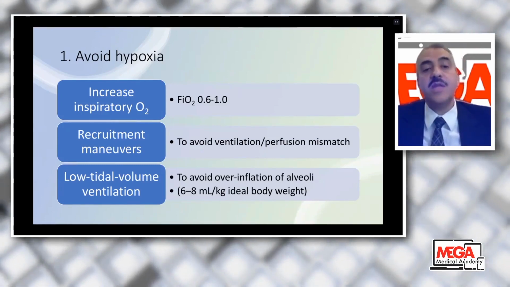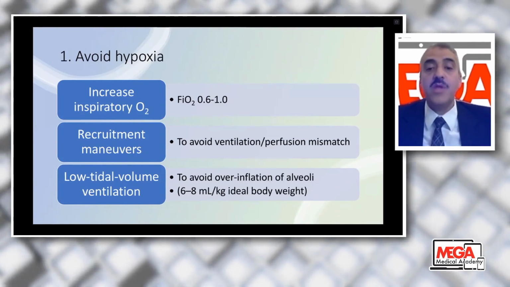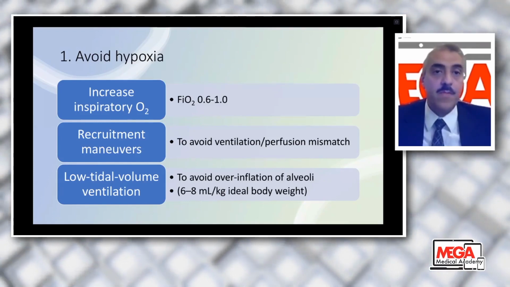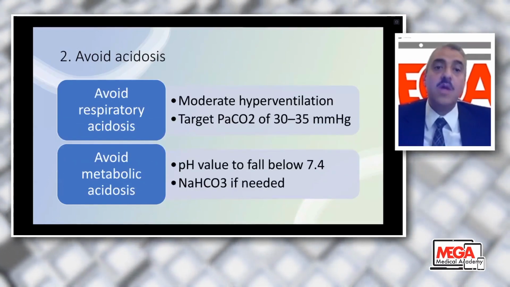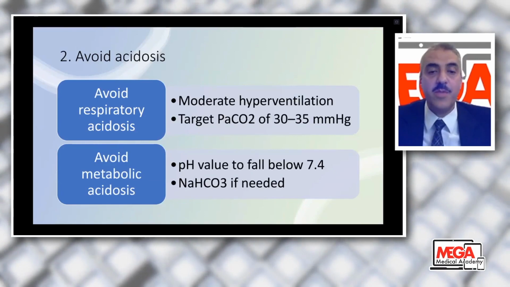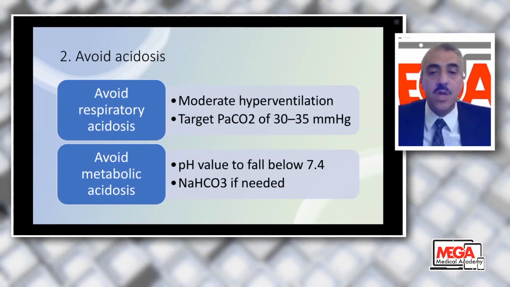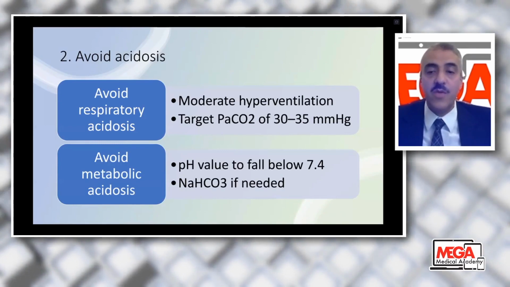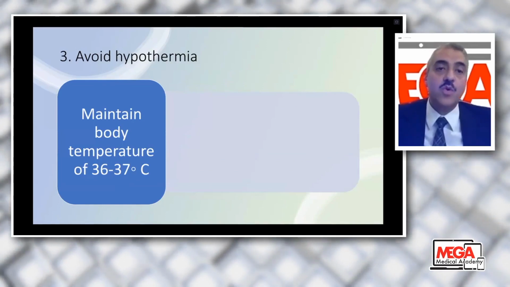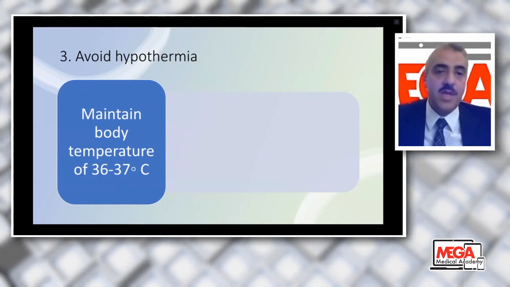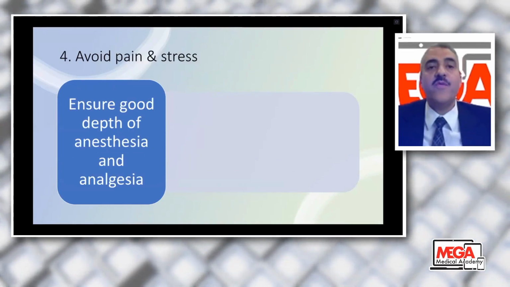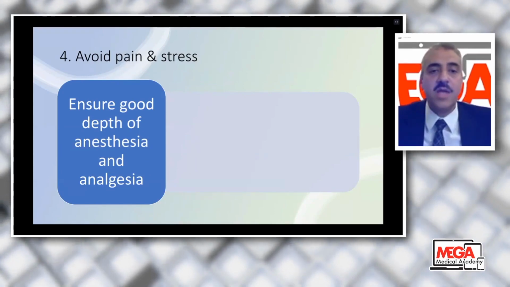We need to start the low tidal volume strategy with a tidal volume of 6 to 8 ml per kg to avoid overinflation of the alveoli. We need to avoid acidosis, respiratory acidosis, by moderate hyperventilation with a target arterial PCO2 of 30 to 35 millimeters of mercury. We need to avoid metabolic acidosis by keeping the pH not below 7.4, and if needed, we can give bicarbonate. We have to avoid hypothermia by maintaining the body temperature between 36 and 37, and you know how to do this. We have to avoid pain and distress by ensuring good depth of anesthesia and analgesia.